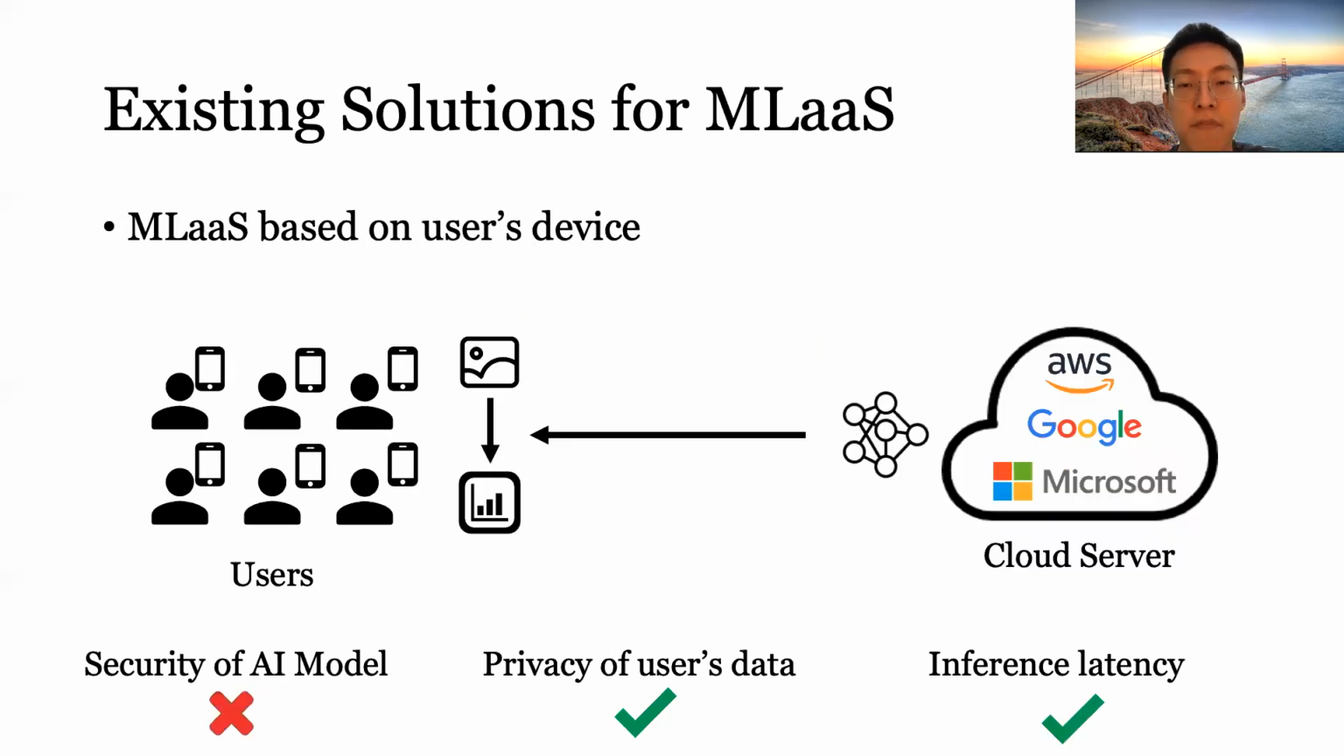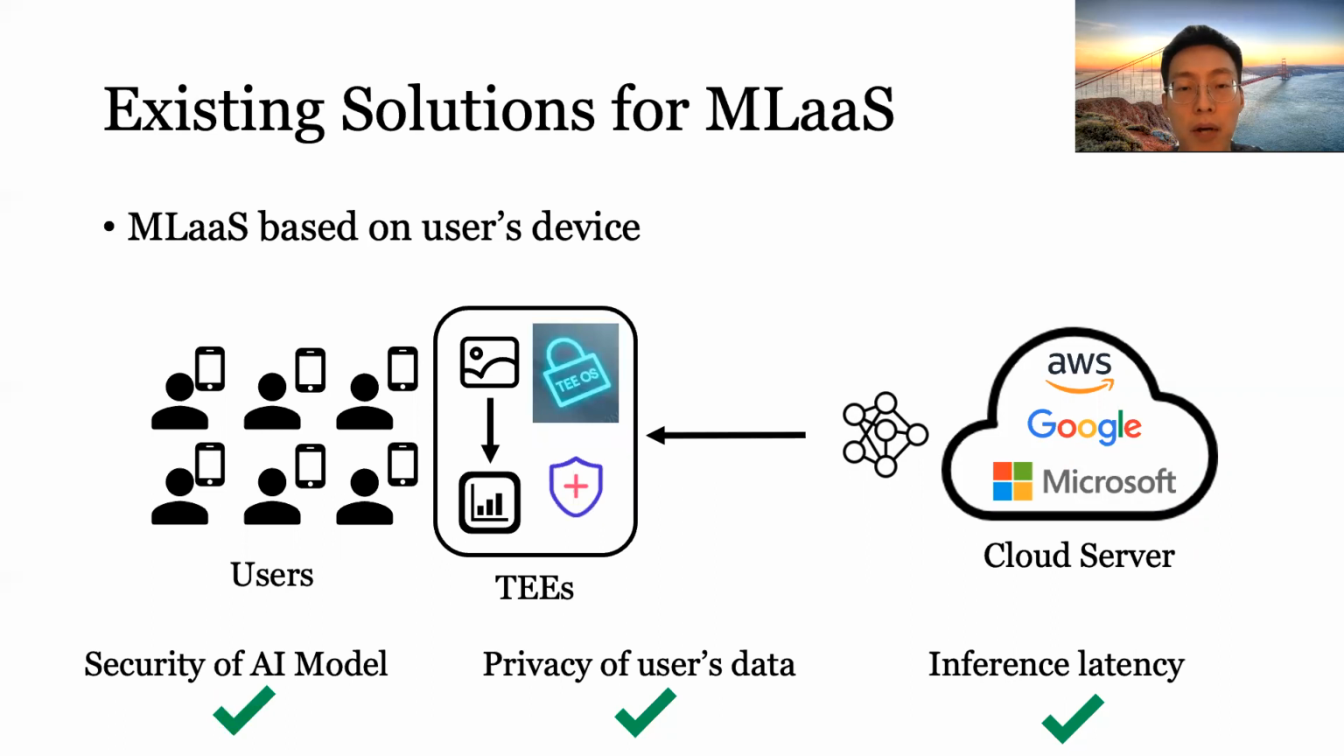The last solution is that the model owner sends the model to the client users and performs inference on the user's device. However, sending the model to the users violates the security of AI models. But we can resort to the trusted execution environments on the user's device. The model owner can send the model to the TEE and perform computation inside the TEE. In this way, the AI model is guaranteed to be secure.